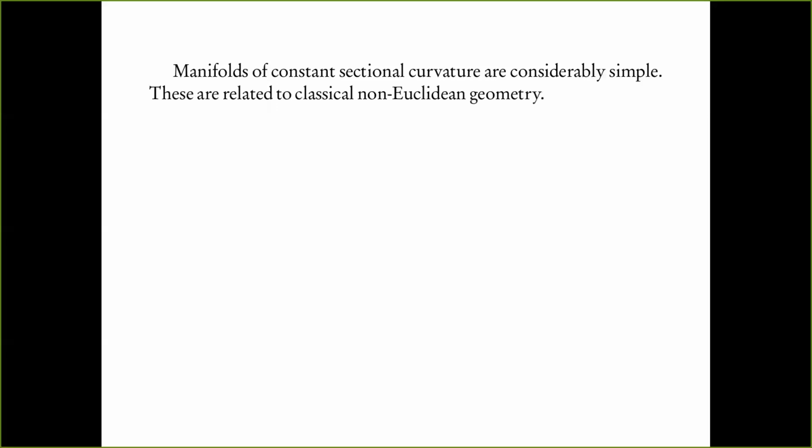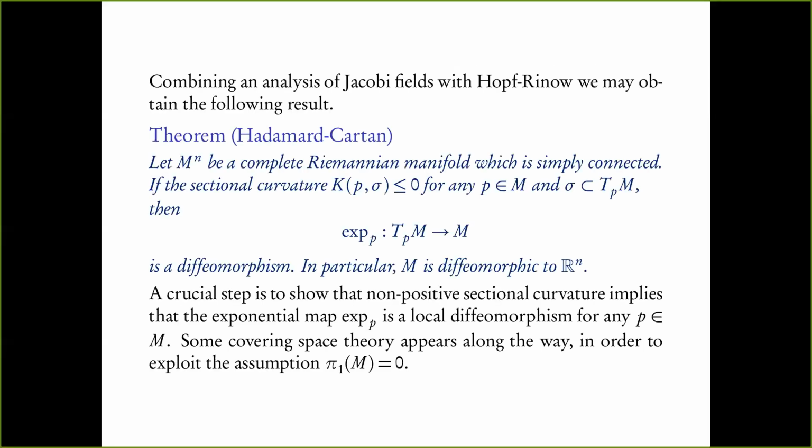Sir, can you please go to the previous slide? Sure, yes. Sir, here you make a statement that a crucial step to show that non-positive sectional curvature implies that exponential p is a local diffeomorphism for any p belonging to M. But then for any p belonging to M, exponential p indeed is a local diffeomorphism from a ball around the origin to a ball around q. Yeah, so that's precisely what I said. Maybe you just missed that.